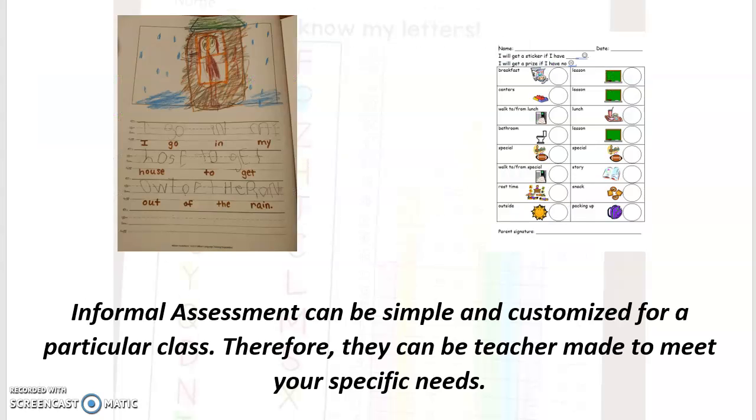Finally, here are 2 examples of informal assessments. On the left is an example of kid writing, and on the right would be a behavior chart. They are simple and customized for your particular class, and therefore can be teacher-made to meet your specific needs.